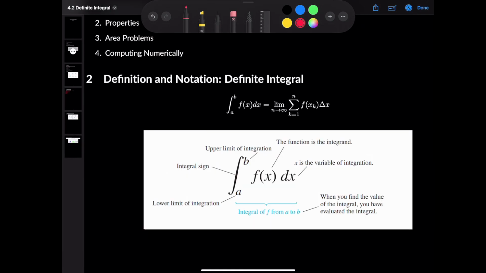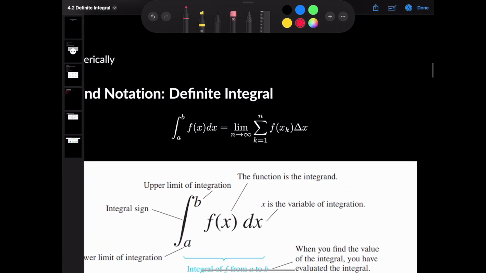Okay, so first of all, what is the definite integral? Well, we should be familiar a bit with this notation over here. What is this? This is the Riemann sums, R sub n from previously.